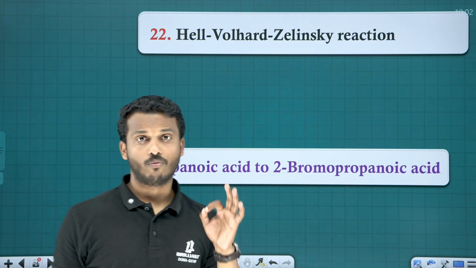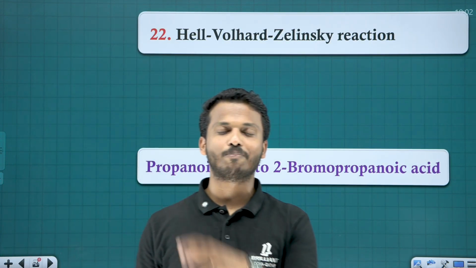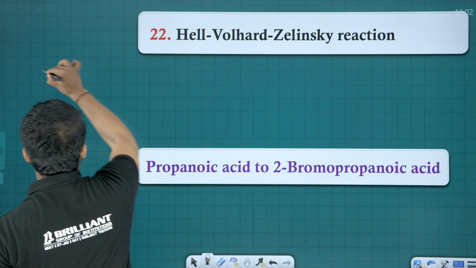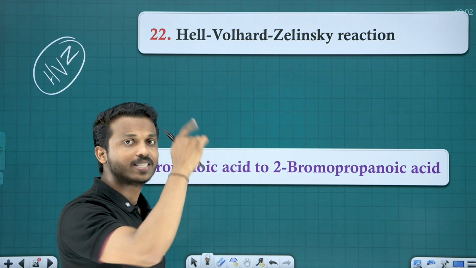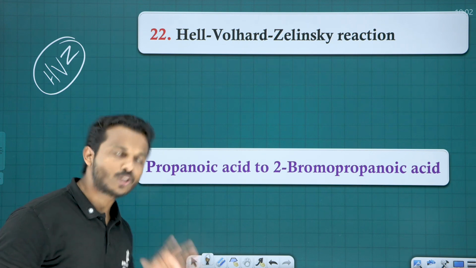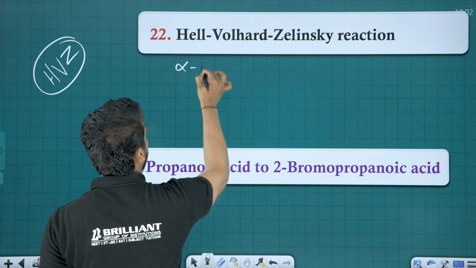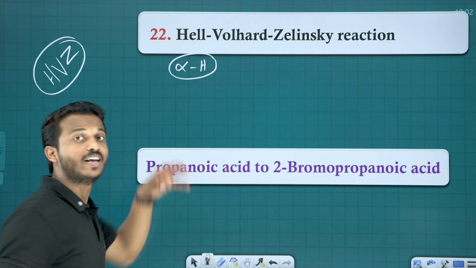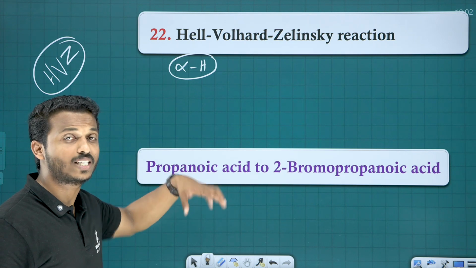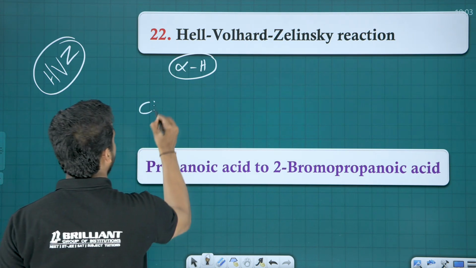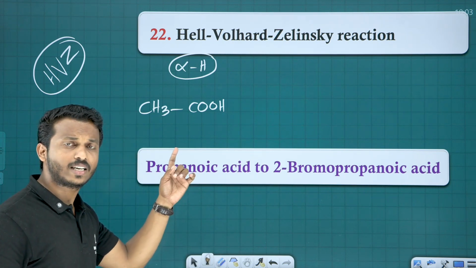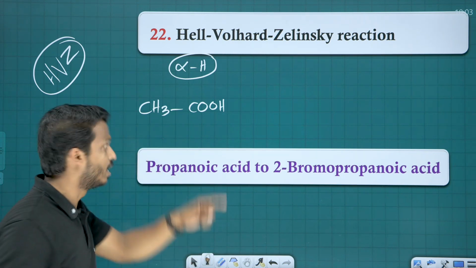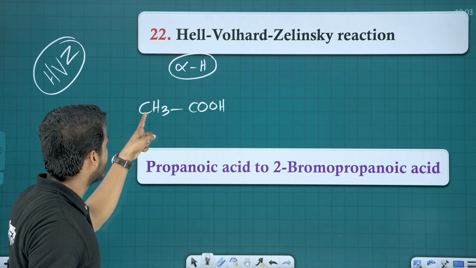Now we have a very important reaction. One is in the acid part, HVZ, right? What is the reaction called? HVZ, the Hell-Volhard-Zelinsky reaction. Here also the condition is that alpha hydrogen must be there in the acid. This is an acid reaction. Okay, HVZ is given by acids. For example, let me take ethanoic acid. Does this ethanoic acid contain alpha hydrogen? Yes. This is the functional group, so this is the alpha carbon.